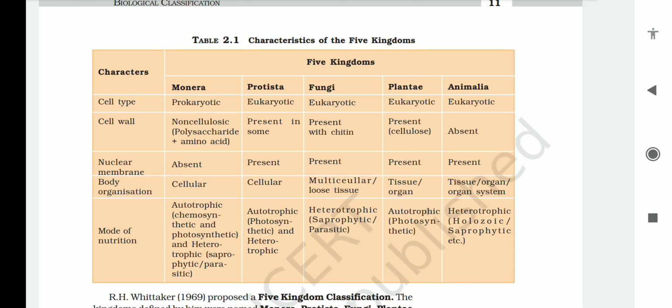Body organization: Monera, cellular; Protista, cellular; Fungi, multicellular or loose tissue; Plantae, tissue or organ; Animalia, tissue or organ system. Mode of nutrition: Monera, autotrophic, chemosynthetic and photosynthetic, and heterotrophic, saprophytic or parasitic. Protista, autotrophic, photosynthetic and heterotrophic. Fungi, heterotrophic, saprophytic or parasitic. Plantae, autotrophic, photosynthetic. Animalia, heterotrophic, holozoic or saprophytic.